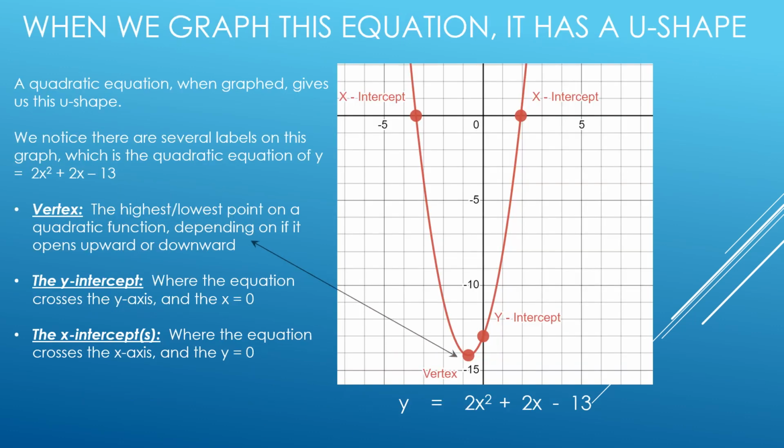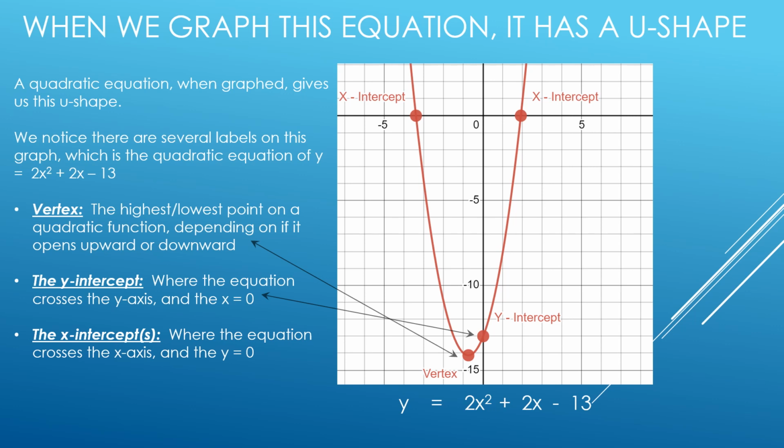When we graph an equation of a polynomial, it has a U shape. And the U shape is shaped upward if that x squared is positive. If the x squared is negative, it's shaped downward. There are several labels here I want to discuss. And again, this is the equation we were just looking at. This is the actual graphical component of y equals 2x squared plus 3x minus 13.